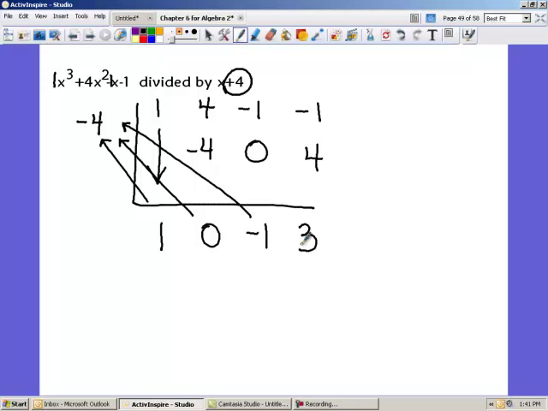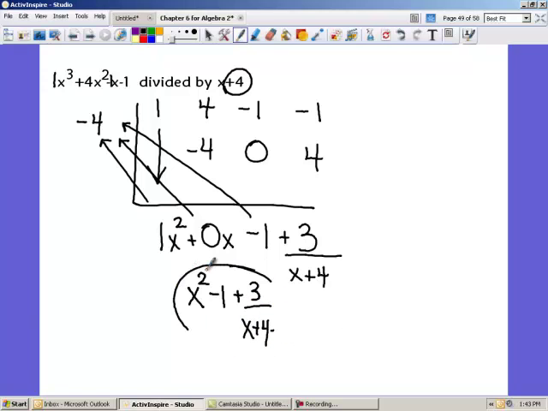So now we have the coefficients for our answer. And if we look at the exponent that this one starts with, we go 1 less than that. So x squared plus 0x minus 1 plus 3, which is our remainder. Do you have to write this 0x? Absolutely not. You can just write the x squared minus 1 plus a 3 over x plus 4. And that would be your answer.